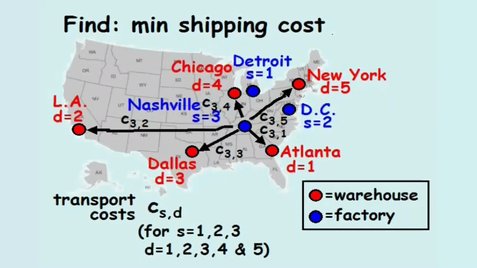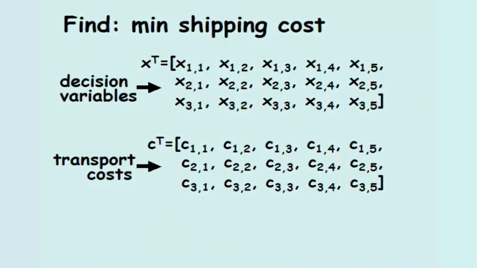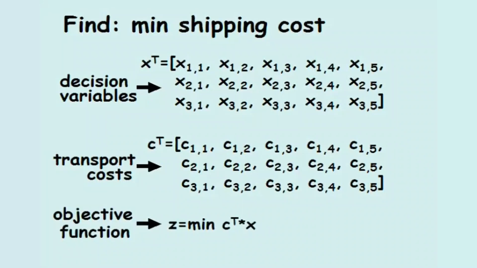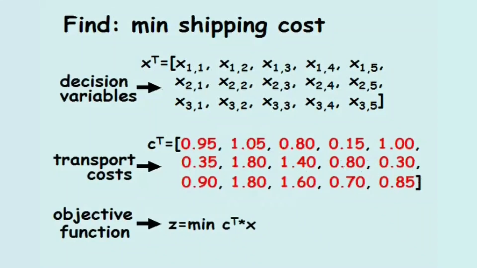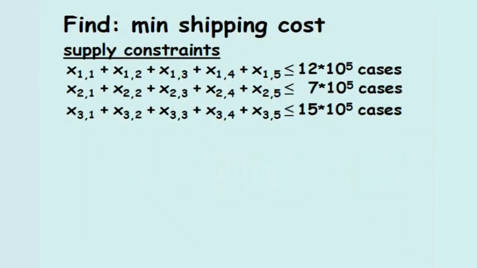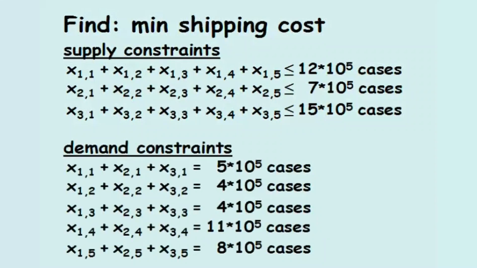The X vector will contain the 15 decision variables, and the cost vector will contain the 15 transport costs. The objective function will be to minimize the product of C transpose X. The transport costs are known and shown here in units dollars per case. As for the constraints, each factory cannot produce more than its capacity, and each warehouse must receive its demanded quantity. Lastly, all 15 decision variables should be non-negative.